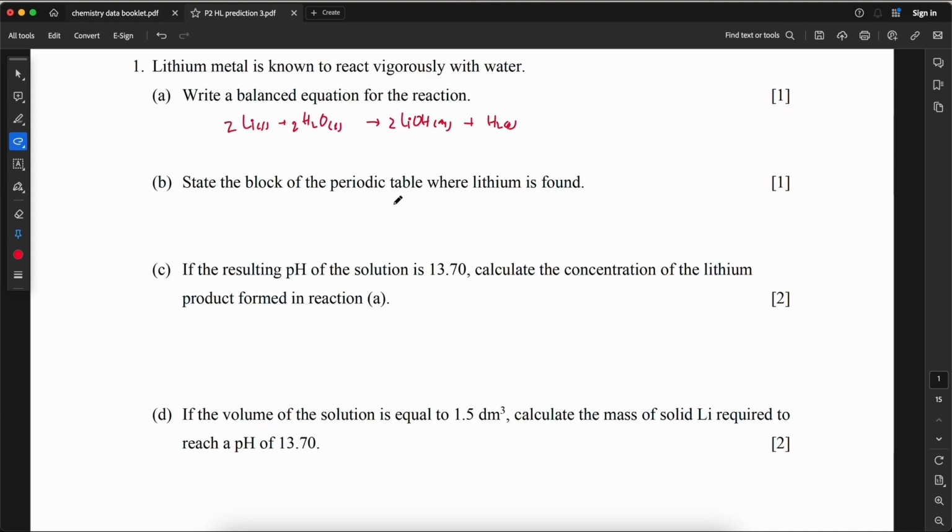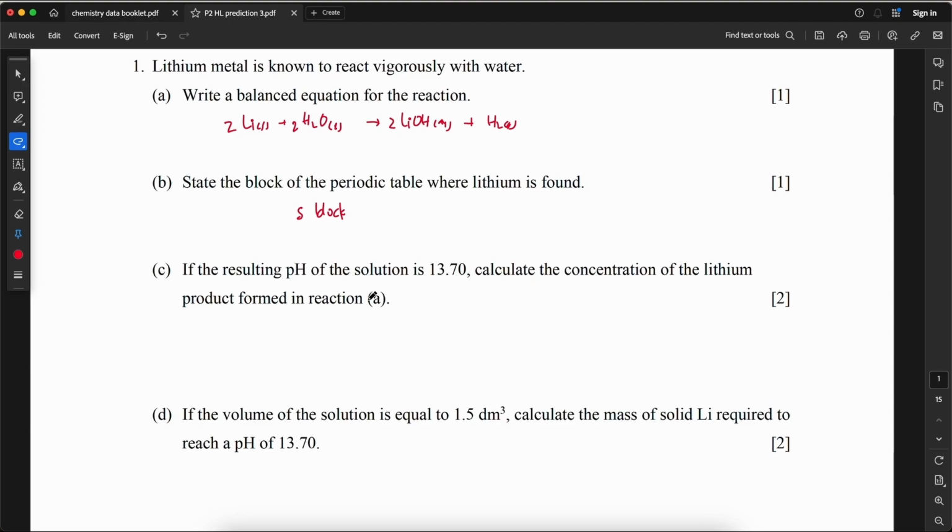State the block of the periodic table where lithium is found. Lithium is found in group 1, so it's S block. So group 1 and 2 is S block, and from 3 until 8 it's P, and then transition metal will be D block. If the resulting pH of the solution is 13.70, calculate the concentration of the lithium product formed in reaction A.